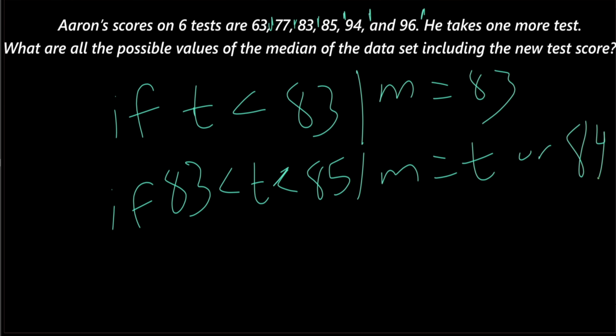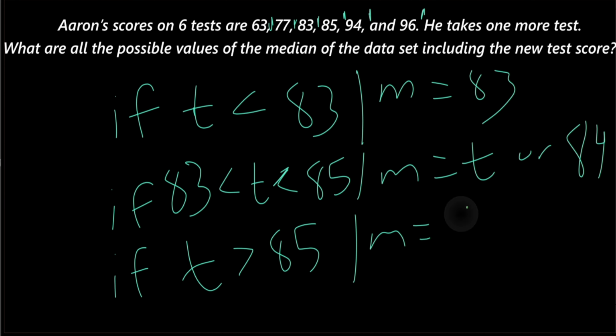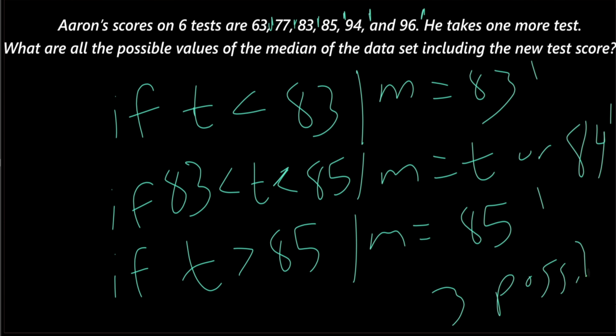Now, we have to calculate one more possibility. If t is greater than 85. Now, that makes 85 the middle number with 3 numbers on both sides. The median would be 85. So now we just have all our possibilities, 1, 2, and 3. So there are 3 possibilities. Now we can move on to the next question.